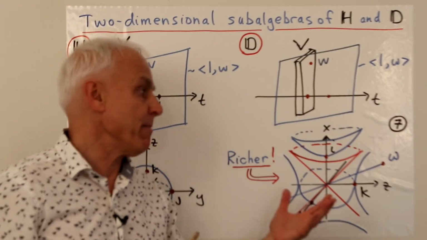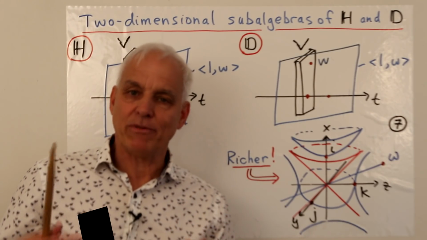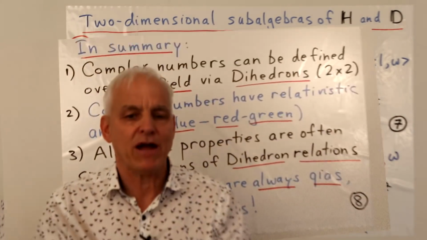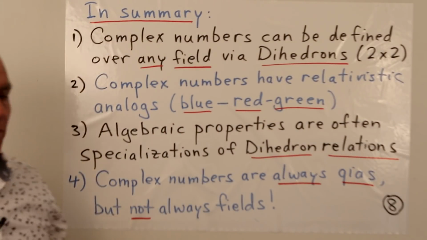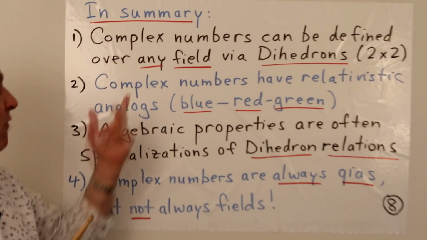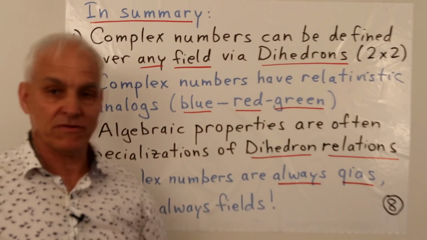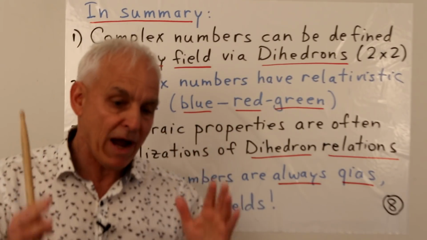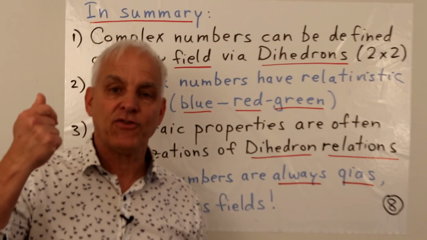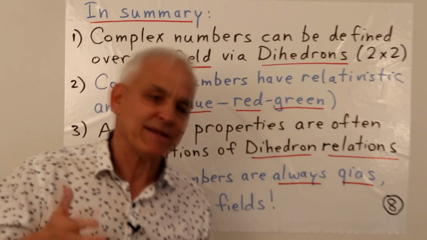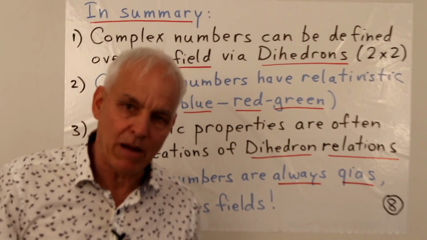Okay, that's a geometrical explanation of why the algebra is richer. Okay, so let me try to wrap things up by providing you with a brief summary of maybe some things to remember. That complex numbers actually can be defined over any field, and the right way of doing that is via the algebra of dihedrons. So we're really going to 2x2 matrices. That's a key understanding because it explains immediately why complex numbers have an intimate connection with two-dimensional geometry.